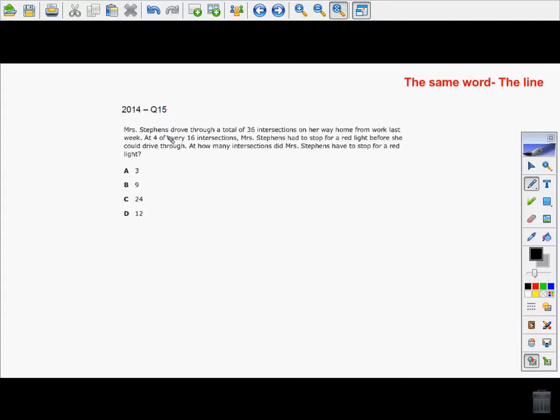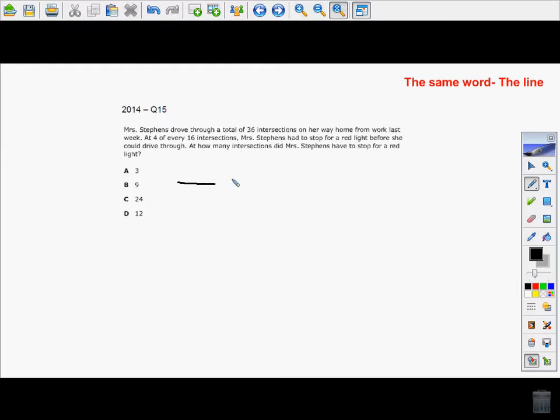Miss Stephens drove through a total of 36 intersections on her way home from work last week. At 4 of every 16 intersections, Miss Stephens had to stop for a red light before she could drive through. At how many intersections did Miss Stephens have to stop for a red light?